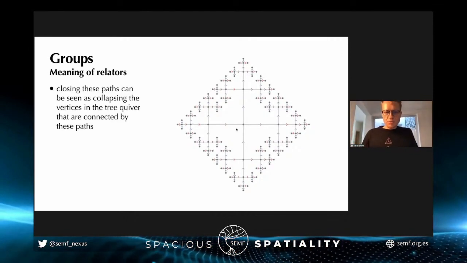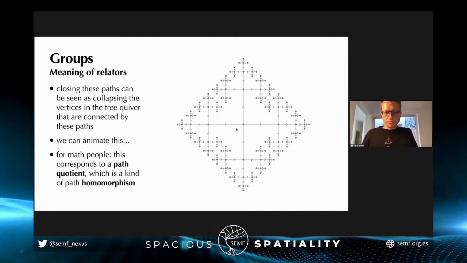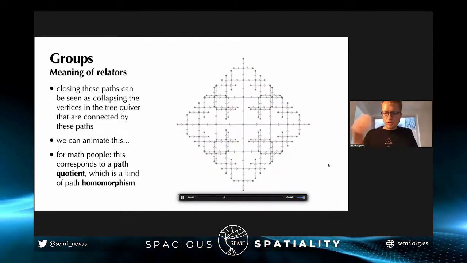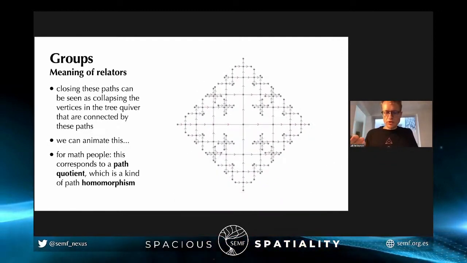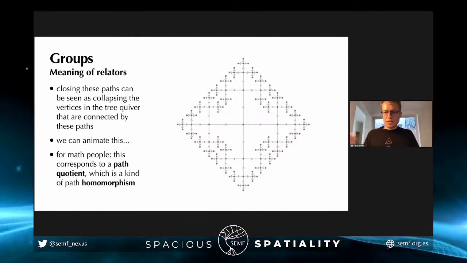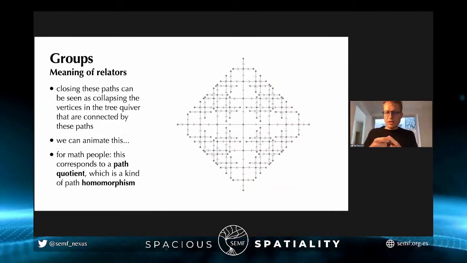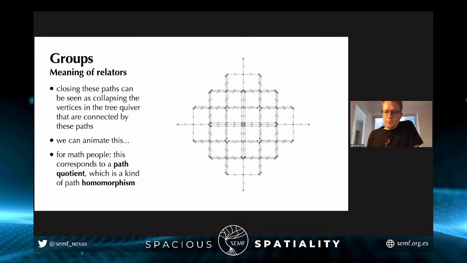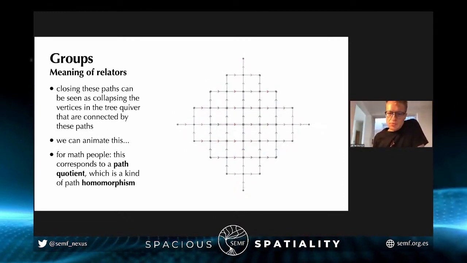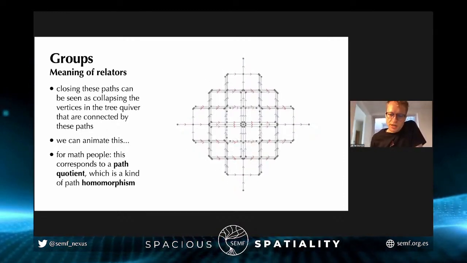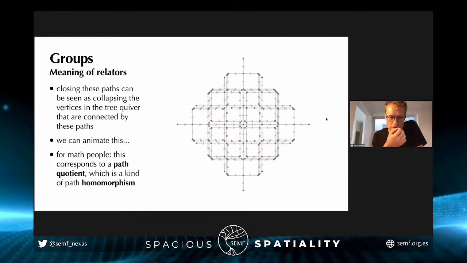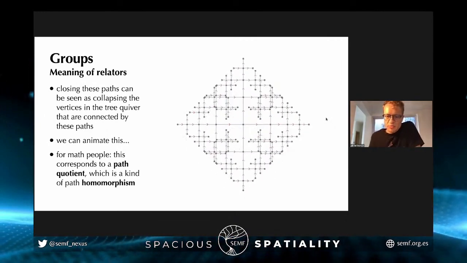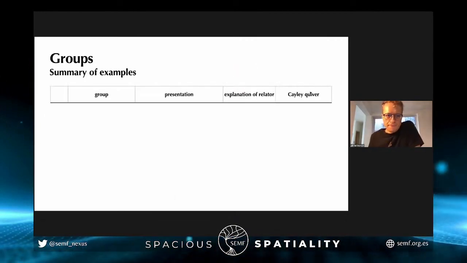And so we can kind of animate that process. So that's what it looks like. You're taking the tree, no relators, turning it into the square quiver where you've got the relator xy equals yx. And that collapses vertices together that all have to close under that definition of the presentation of Z2. Now, this connects to a more sophisticated idea called a path homomorphism, which I'll maybe touch on if I have time, but we won't be able to go into it.